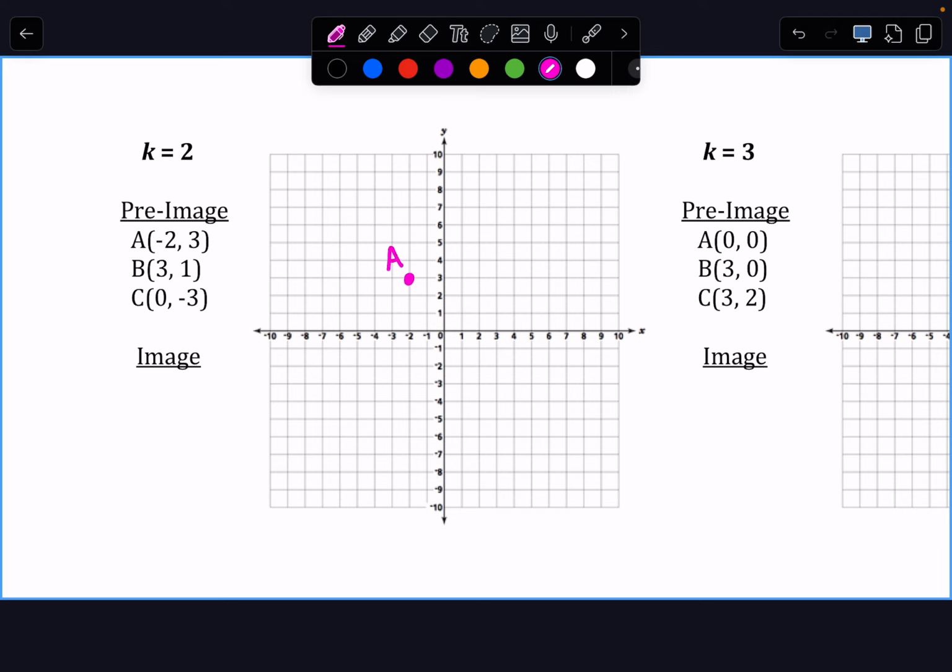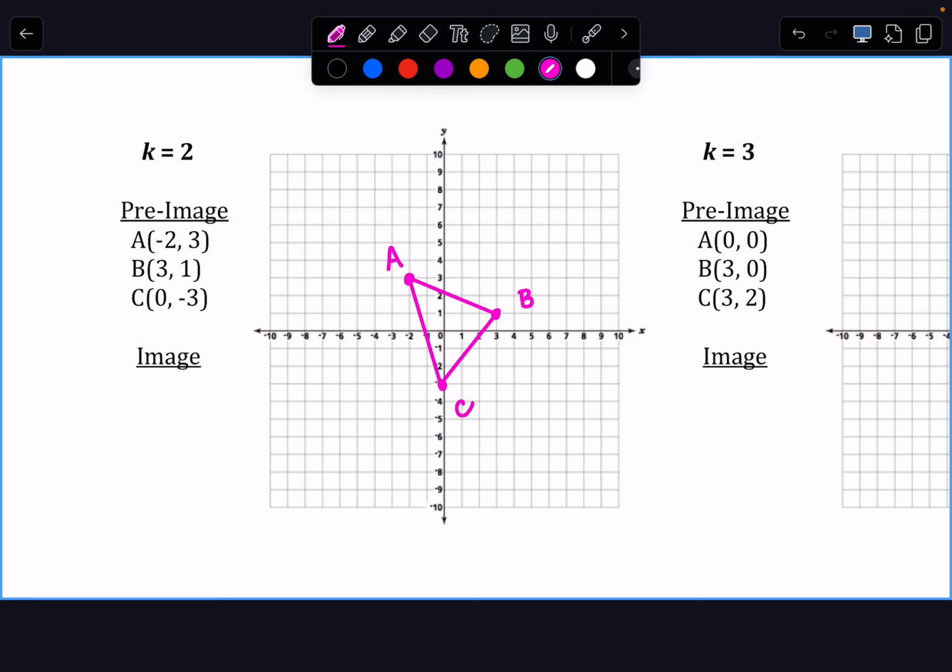Okay. So I'm going to take the time to plot A at -2, 3, B at 3, 1, and C at 0, -3. Could you also please take the time to plot those 3 coordinates? While you plot these 3 coordinates, I want you to think about this. Is our triangle going to get bigger or smaller?